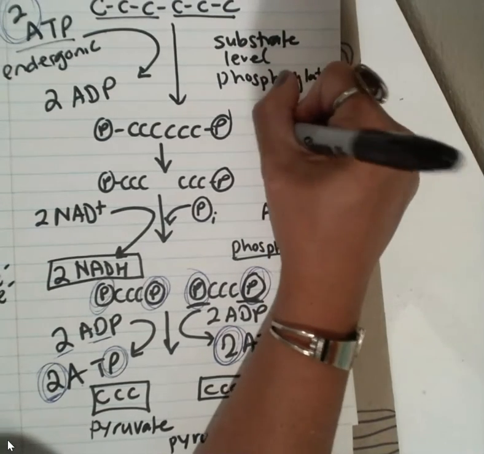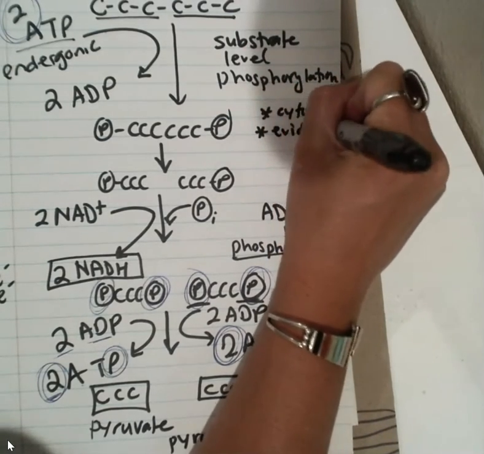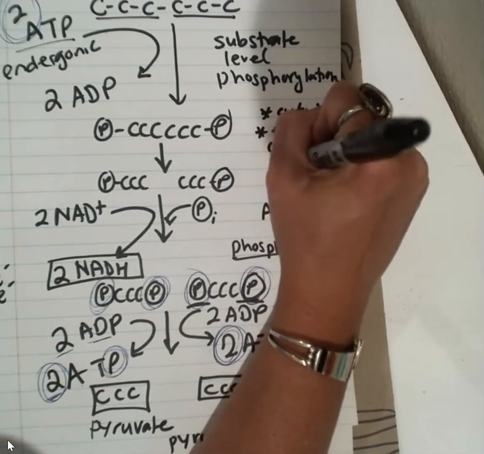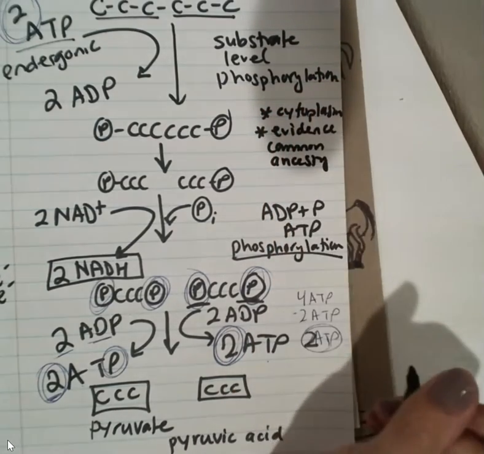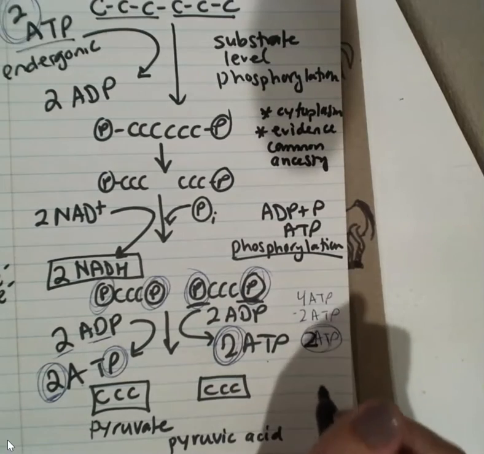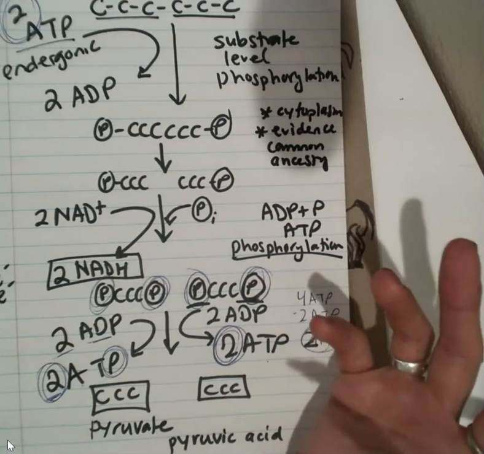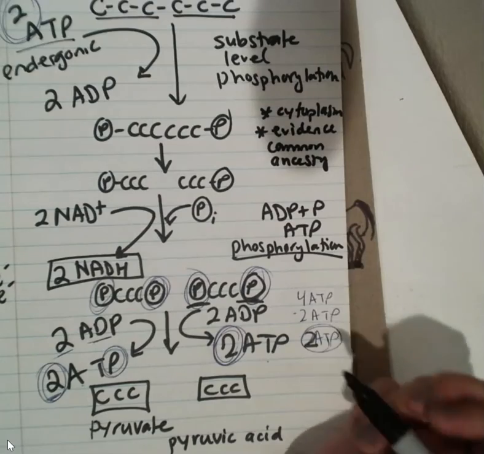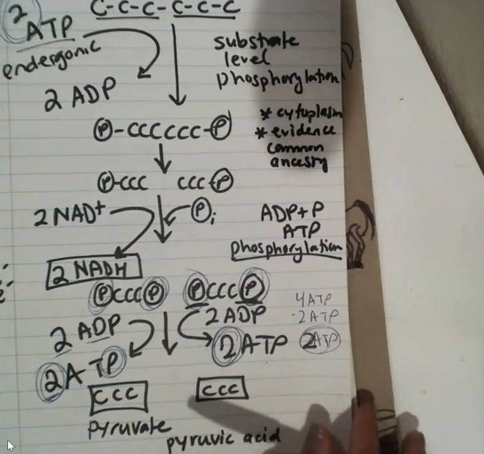It's also like evidence for common ancestry. Like it happens in all cells. There's a good chance it evolved before photosynthesis, before there was a lot of oxygen in our atmosphere. And yeah, so that's my notes on glycolysis.